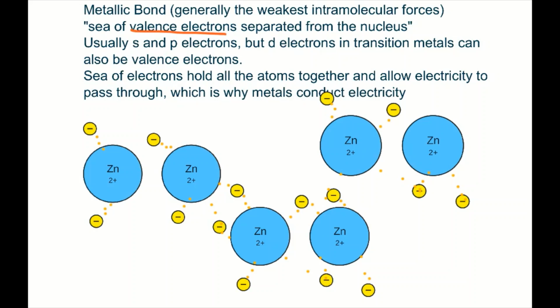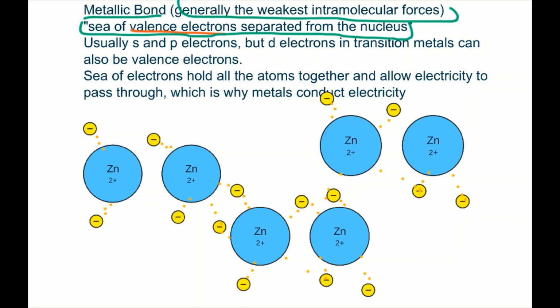Now let's move on to our intramolecular forces. The first one we will look at is the metallic bond. This is generally the weakest intramolecular force. In a metallic bond, there are a sea of valence electrons separated from the nucleus of the metallic atoms.